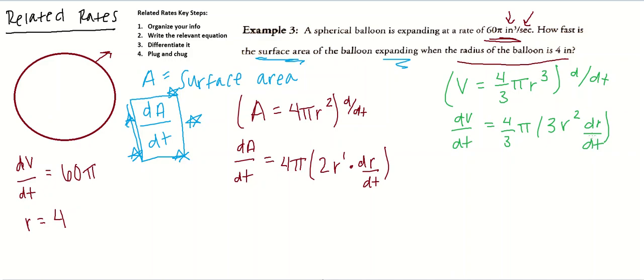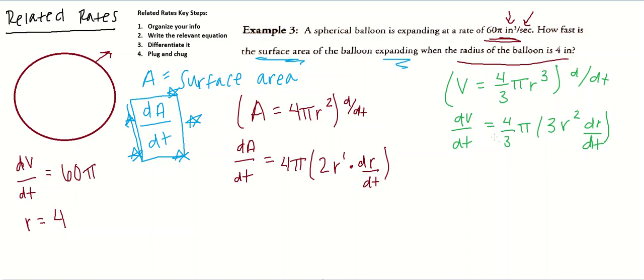And so you might be wondering why I did this. Well, looking at this equation, do we know what dV/dt is? Do we have a value for that? Well, yeah, we labeled it right over here. dV/dt is 60π. And then do we have a value for r? Do we know what r is? Well, yeah, right here. We know that r is equal to 4.